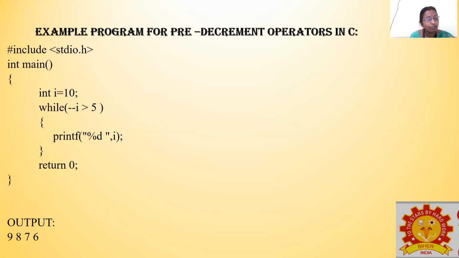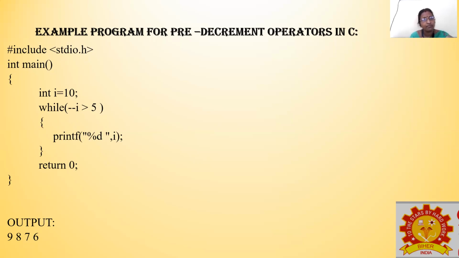Then go to the while loop, minus minus I, that is a pre-decrement operator. When you are decrementing the 6, it will now become 5. Then compare, 5 is not greater than 5. So the condition becomes false. You are coming out of the while loop. So what will be the I values here? The I values will be 9, 8, 7, 6. So this is a very good example for pre-decrement.